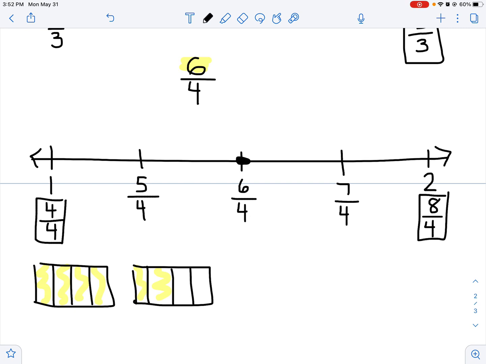So you really want to make sure you're thinking about what does that fraction mean? And if you have to draw it out to understand and visualize what that fraction looks like, do that. That's really, really, really helpful.